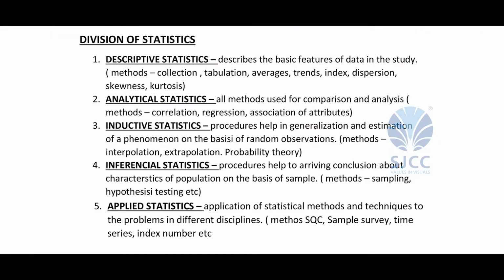We are applying our theory to the real world, so it has more importance. The methods we use in applied statistics are statistical quality control, sample survey, time series, index number. These all come under applied statistics. So now we have studied 5 types of statistics. First one, descriptive. Second one, analytical. Third one, inductive. Fourth one, inferential. Fifth one, applied statistics. So now we will study 2 more analyses.